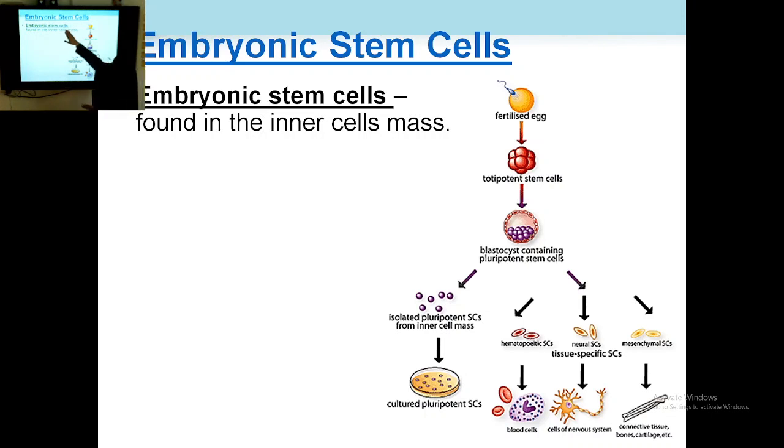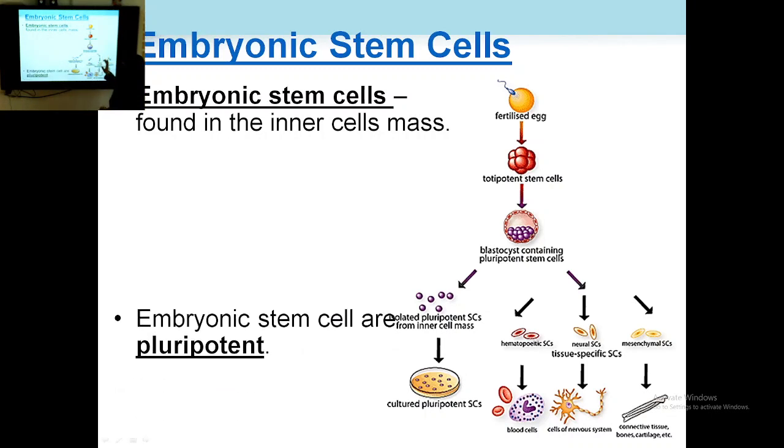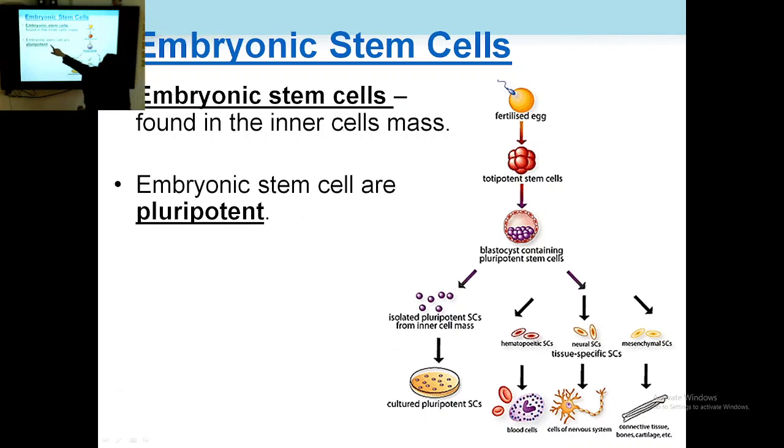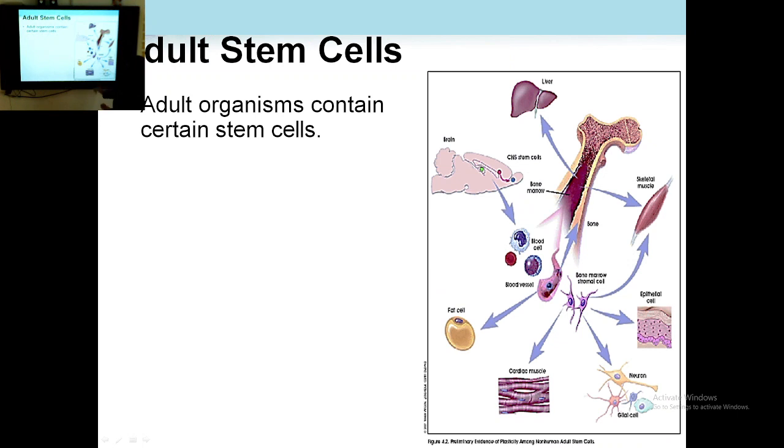So embryonic stem cells are found in the inner cell mass and are called pluripotent. Again, what do we call them? Pluripotent. That's good. We have another type of stem cells that is found in the adult. So we have adult stem cells. Adult organisms contain certain stem cells, not all types of stem cells.